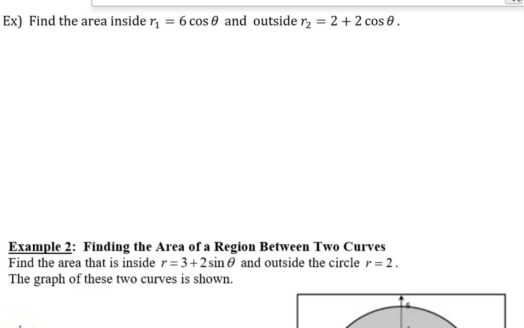So in our last example, we did the area that was inside one curve, now that's defined with a polar function. Now we are going to find the area that is bounded by two curves. Now this one specifically says area inside this one and outside that one. That is something that you'll need to pay attention to, because sometimes it might be inside both, or maybe inside one, outside the other, that kind of thing.